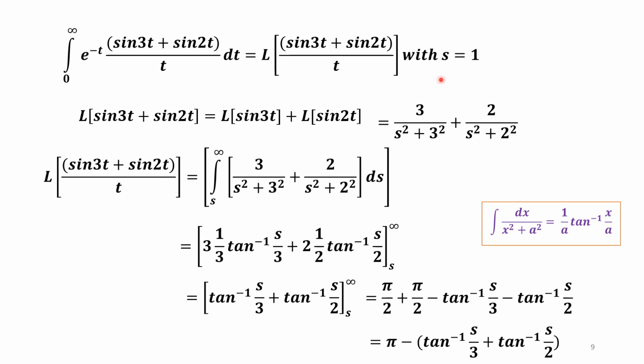Now actually we have to put s equal to 1. So what we are going to do is make use of the formula for tan inverse of A plus tan inverse of B. We know that tan inverse of A plus tan inverse of B is tan inverse of (A plus B) upon (1 minus AB), and tan inverse of A minus tan inverse of B is tan inverse of (A minus B) upon (1 plus AB), which is the opposite of the formula.